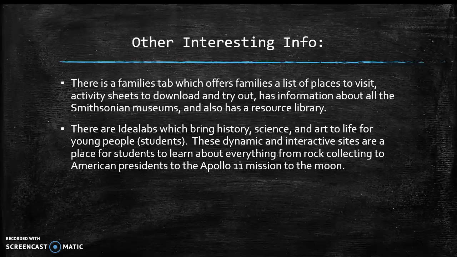Also, other interesting things I found was that there was the families tab. You have the educators tab, the students tab, and then you have the family tab, which offers families a list of places to visit, like the Smithsonian museums. This has every museum, tells them what to look for, why they should go. It also has activity sheets for you to download and try out at home with your kiddos.